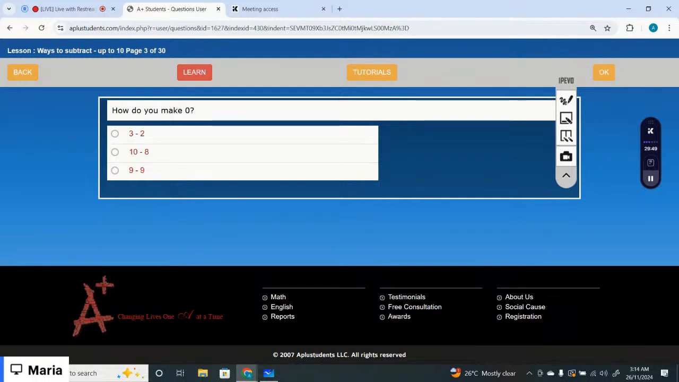How do you make 0? Which is the correct option? You are given the options that are 3 take away 2, 10 take away 8, and 9 take away 9. So the correct option is 9 take away 9. Subtracting a number from itself always makes a 0. So that is 9 take away 9, because subtracting a number from itself always makes a 0.